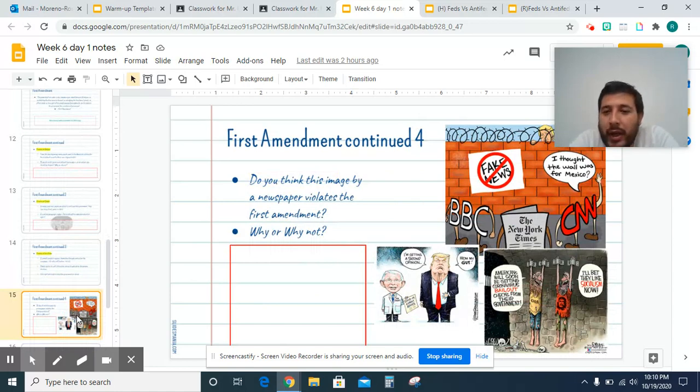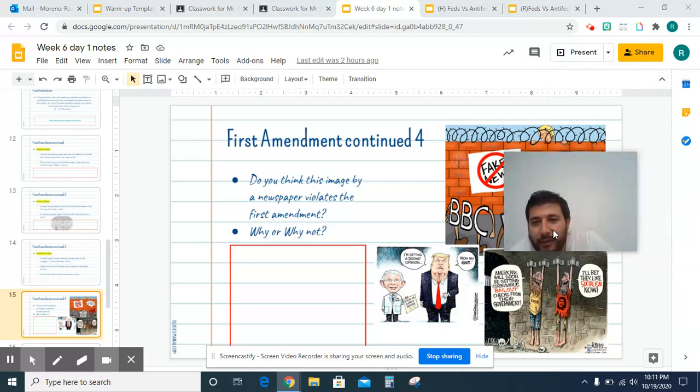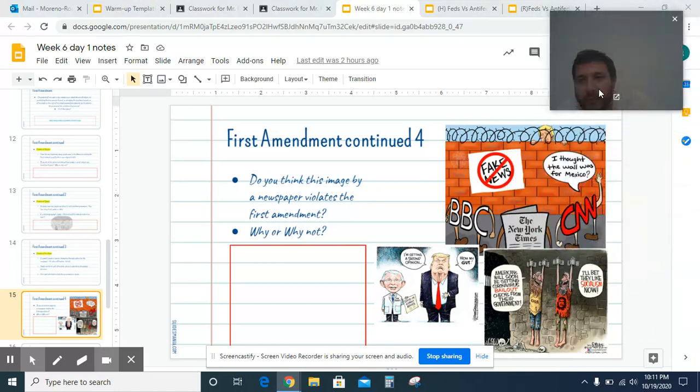Okay, so if you can see right here, I just put some cartoons. I have this one right here. Let me put this right here. All right, so we have this one: fake news, BBC, the New York Times, and then CNN says, I thought the wall was for Mexico, not for the press. Okay, so what do you think?